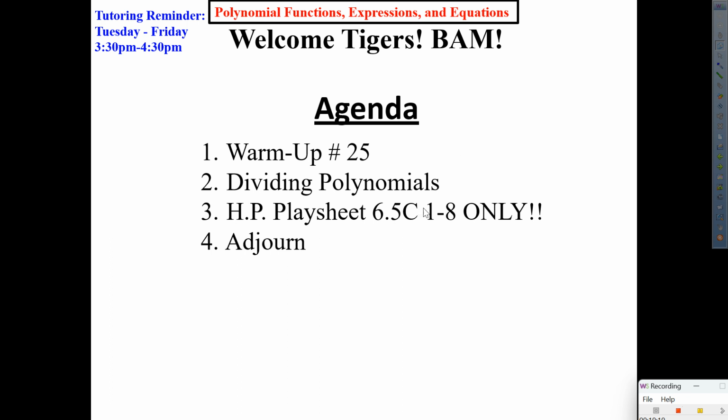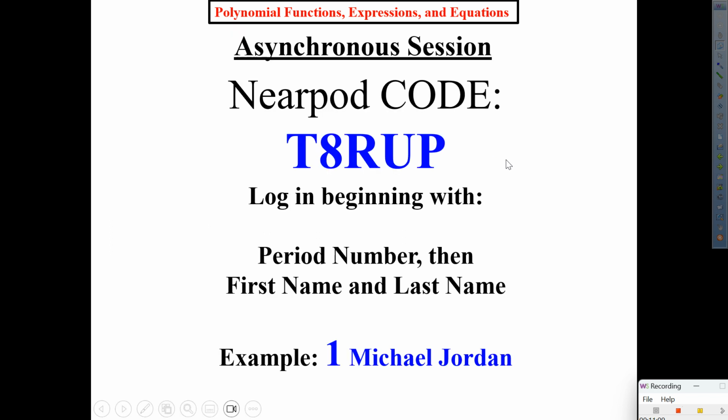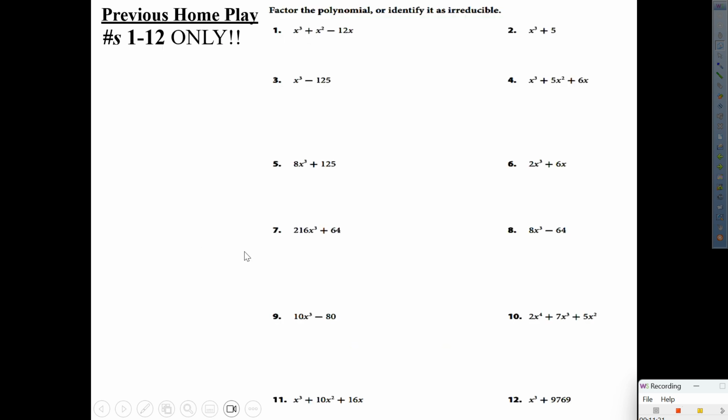So, Nearpod code for this presentation, here it goes. T8RUP, T8RUP. All right. And get your home plate in front of you. I'm going to take a couple of questions from the home plate before we get started, and also make sure you turn that in on Canvas as we are going over that. A couple questions. Any questions on the home plate?